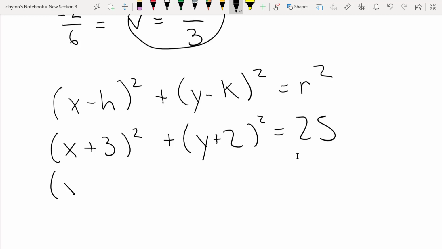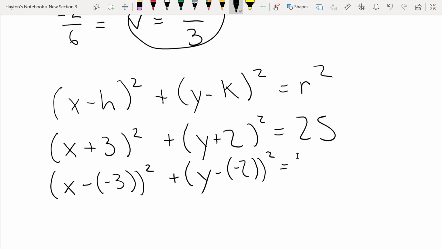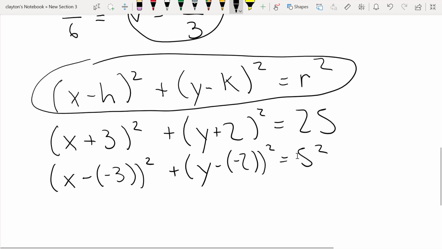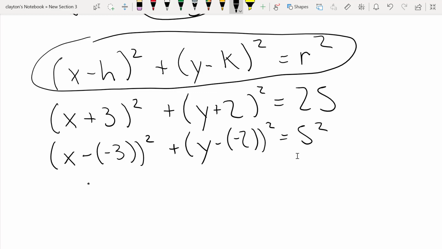I'm going to rewrite it one more time so it's a little bit more obvious. x minus -3 squared, so there's where my -3 is coming from. y minus -2 squared is equal to 5 squared. And again, I'm writing it as a y minus and an x minus just so it's in the same format as our equation. And so now it's pretty clear that our h, k, which is our center, is -3, -2. And again, this is r squared, so our radius would just be 5.